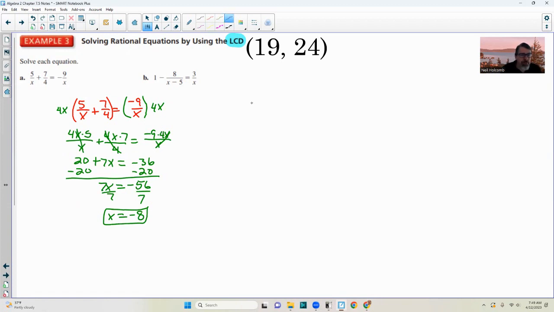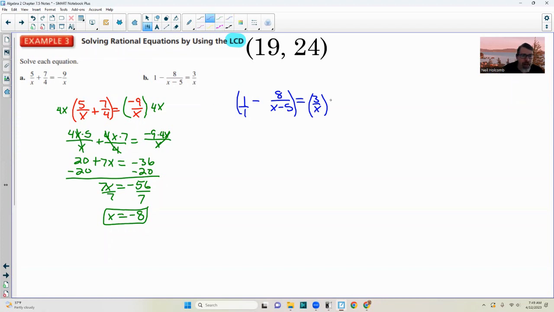Let's try that again. 1 minus 8 over x minus 5 equals 3 over x. Think of this as 1 over 1. So if I multiply this side, I have a 1. That doesn't matter in our LCD. I have an x minus 5, and that's not 3x, it's 3 divided by x. Okay, so I have an x minus 5, and I have an x. So I need x times x minus 5.